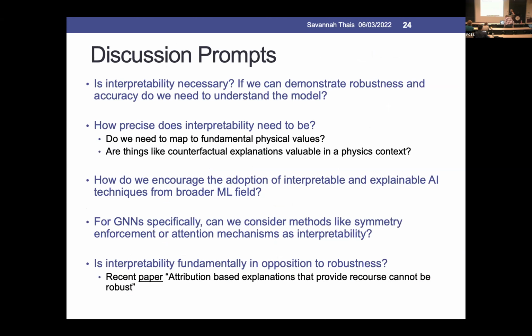So this is my introduction to interpretability for GNNs, interpretability and HEP, these different ideas, and I'll end with some discussion prompts. Going back to what I said at the beginning, is interpretation necessary? If we can demonstrate that a model's decision is robust and accurate, do we need to understand it? How precise does interpretability need to be? Do we need to map back into a mathematical language that we can interpret in terms of fundamental physics values? Is it enough to do these softer interpretability techniques, like saliency mapping?